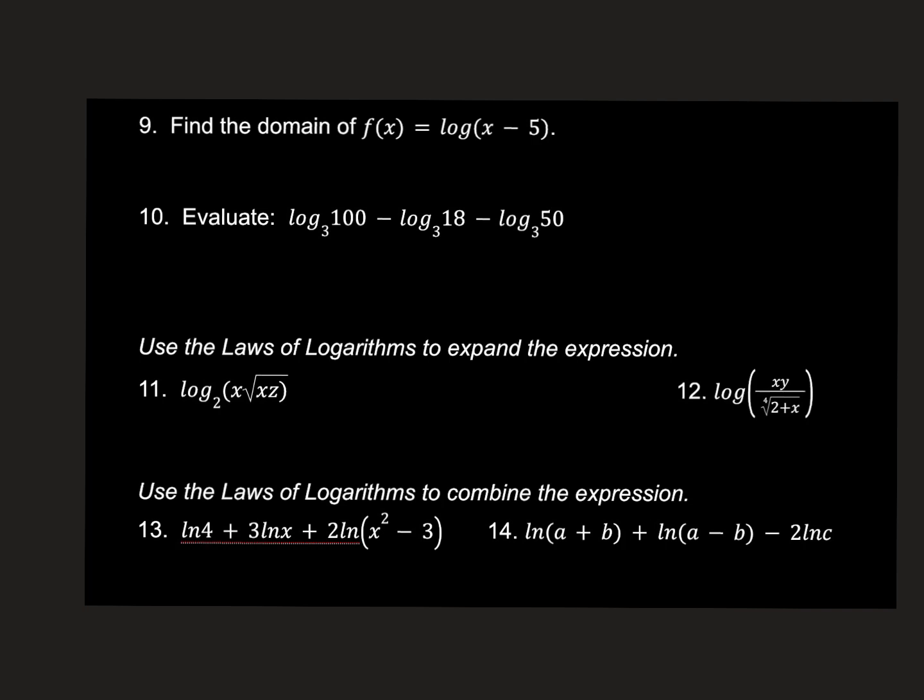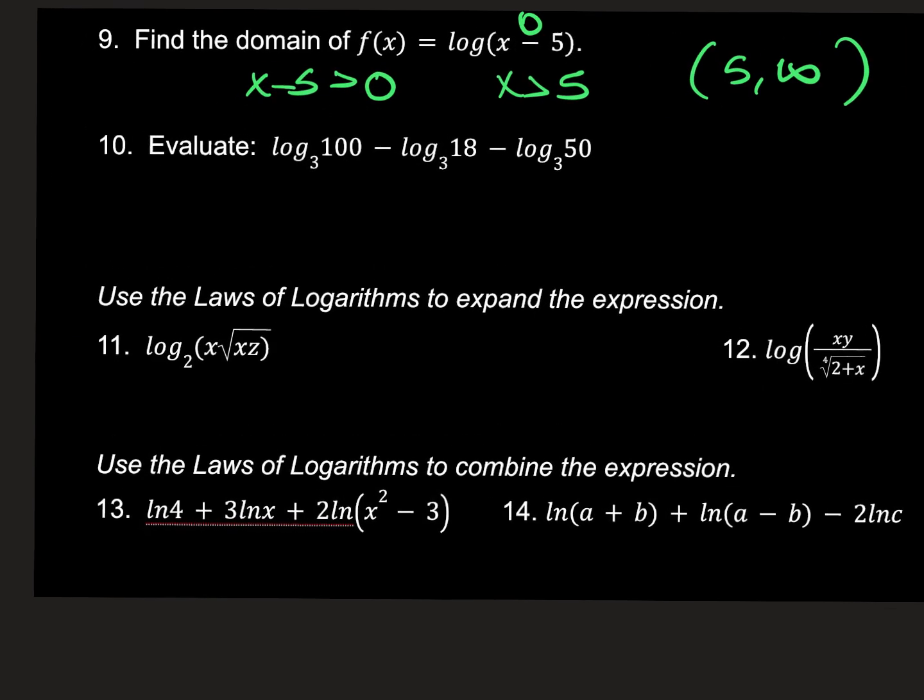Remember, logs must be positive no matter what. So take whatever they give you after the log, the x minus 5. That must be greater than 0. So that means x must be greater than 5. That's your domain. So we can write the domain 5 to infinity. It cannot actually equal 5 because you can't have a 0 there. There's no way to raise 10 to any power and get 0. So it must be greater than 0.